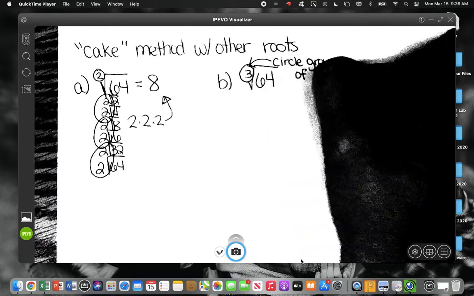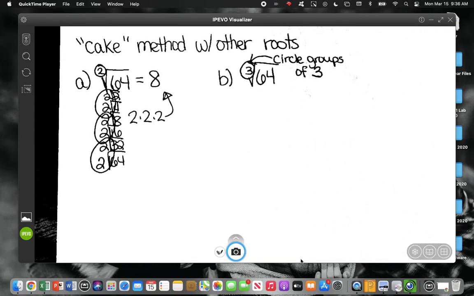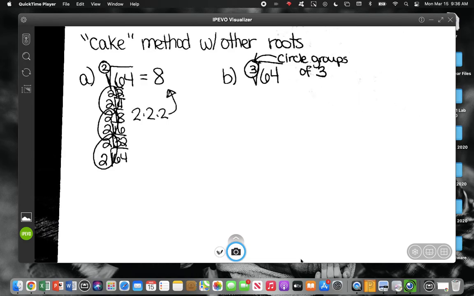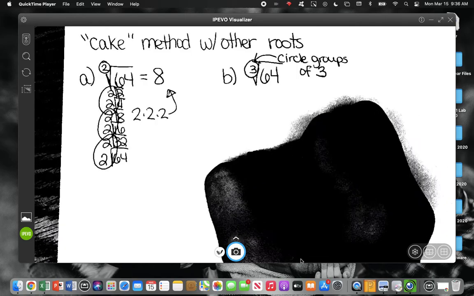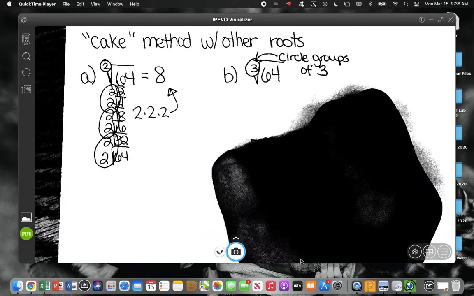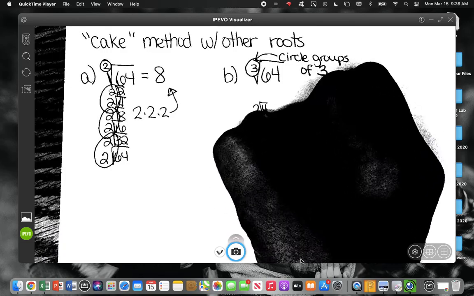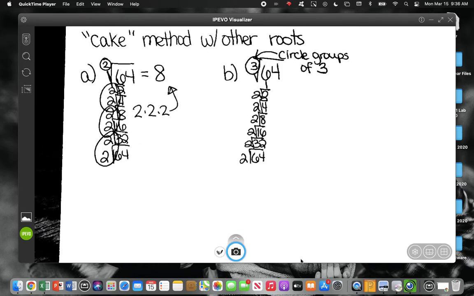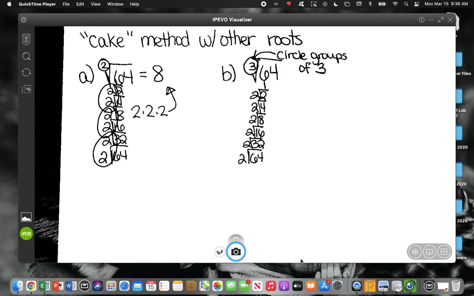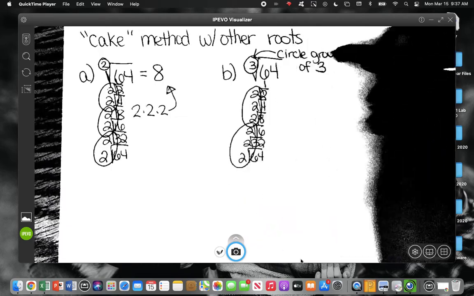So instead of looking for pairs, we're going to look for things that there are 3 of, groups of 3. So same thing, 64, divide by 2. All right, so the caking process doesn't change, but we're not looking for pairs of 2 now, we're looking for groups of 3. Do you guys agree I have 2 groups of 3 there?